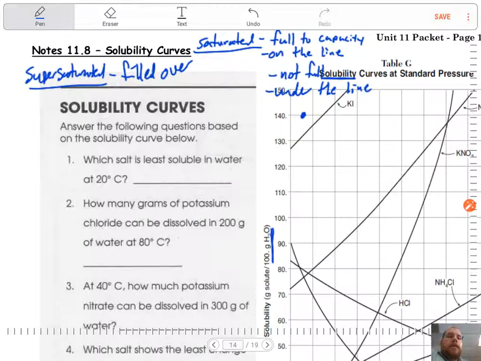I'm going to erase that just because I ran out of space. Filled over capacity. So it holds more than it normally could hold. Okay, so in terms of the lines, it's above the line.